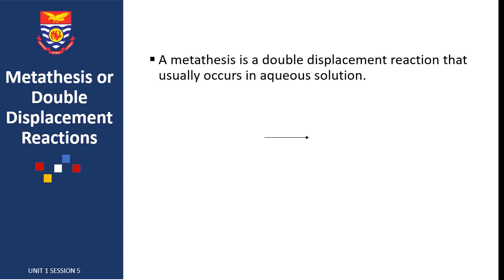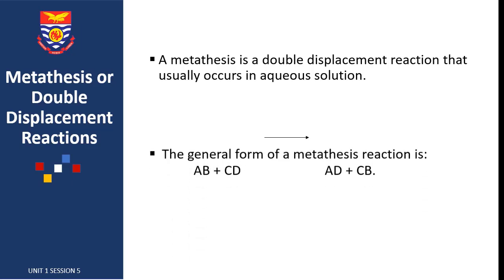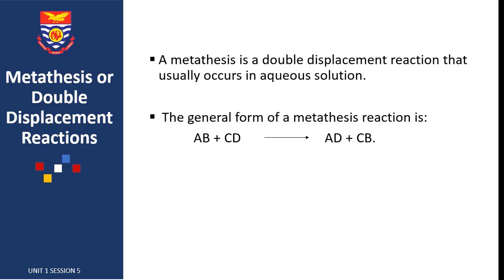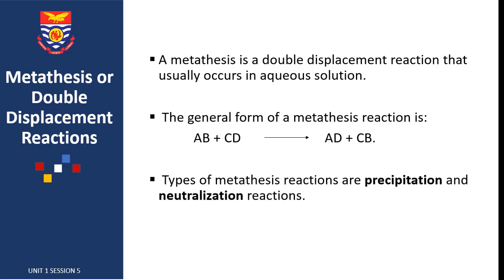It is a double displacement reaction that usually occurs in aqueous solution. By this we mean a solution whose solvent is water, and they also have the general form AB plus CD, but at the product side we would have AD and BC. So here there is a double displacement. A goes in for the D, and then B goes for the C. So we have a double displacement over here.